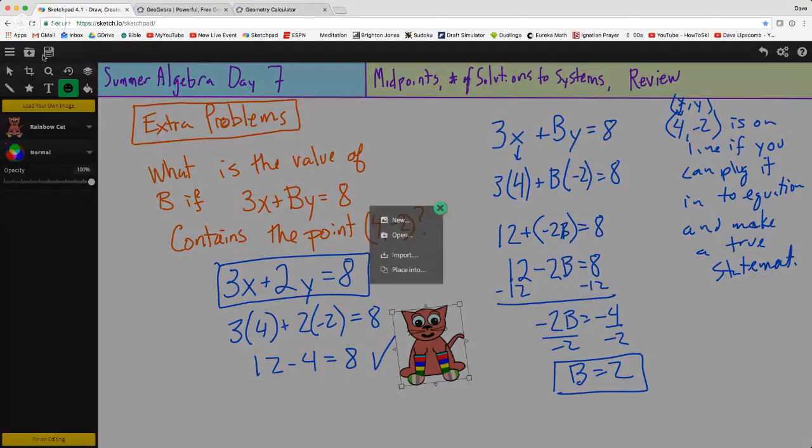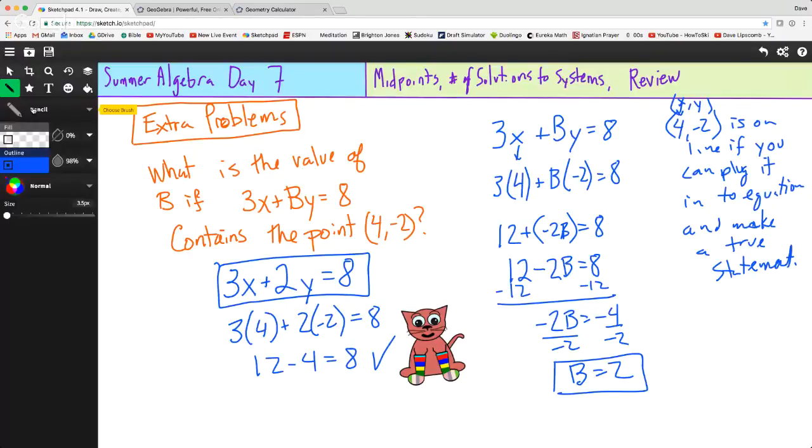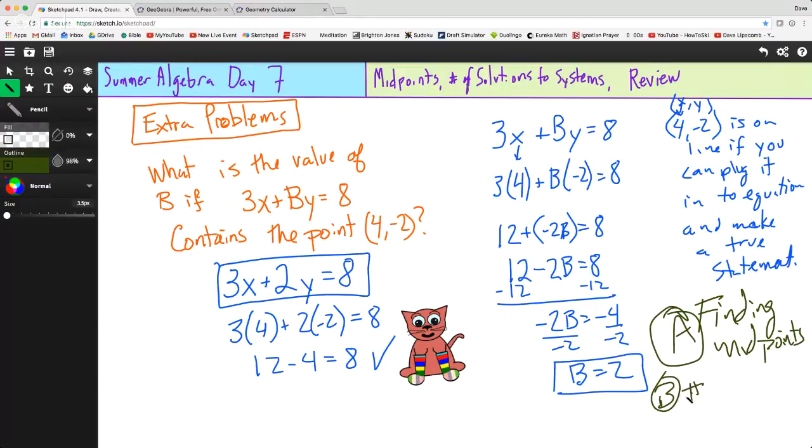And that is the whole lesson for today. Again, the keys for today were finding midpoints, and the number of solutions to a system of equations.